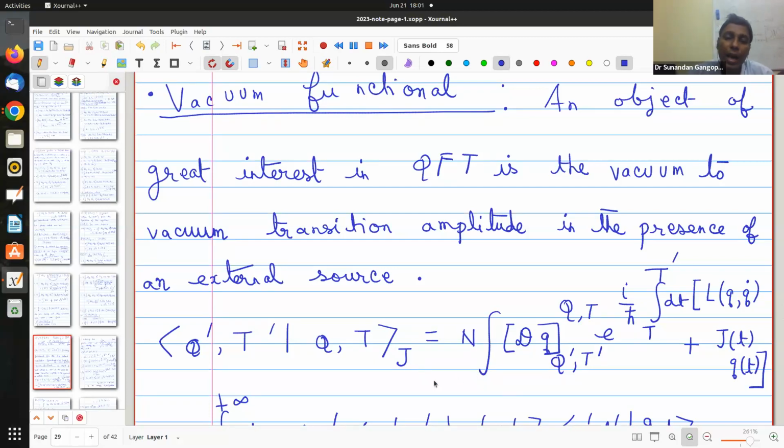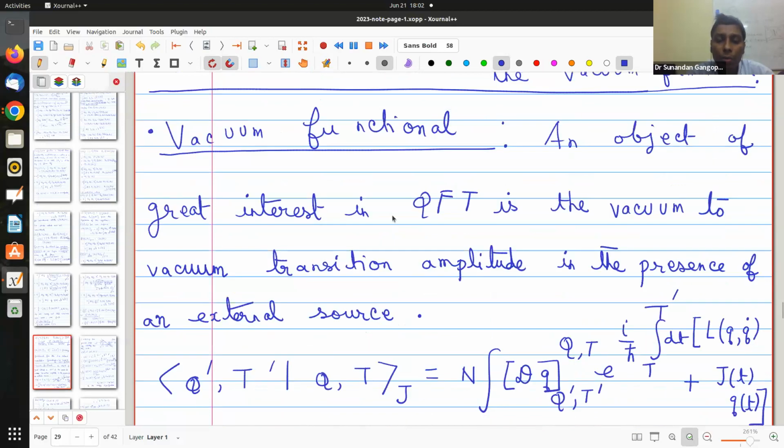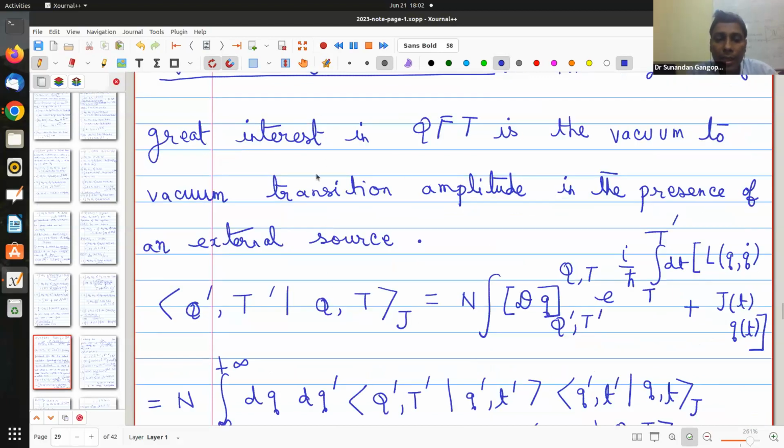And for a free theory, the higher point functions for a real scalar field theory, if you want to compute a 4-point correlation function, you can write it as a product of 2-point correlation functions. And the 2-point correlation function, as I've already mentioned, is basically a propagator. So let us see what we mean by this vacuum functional. It is basically the vacuum to vacuum transition amplitude in the presence of an external source.